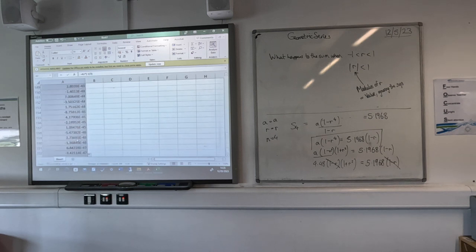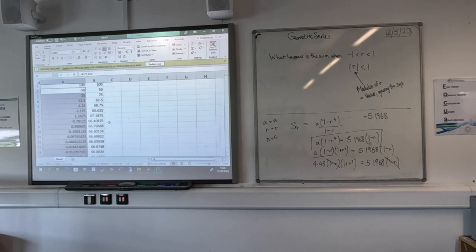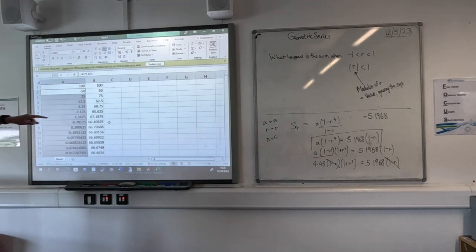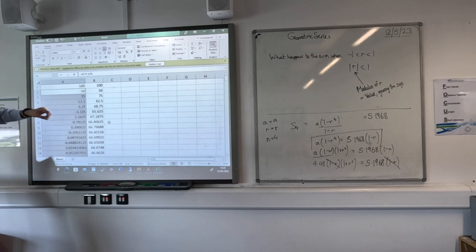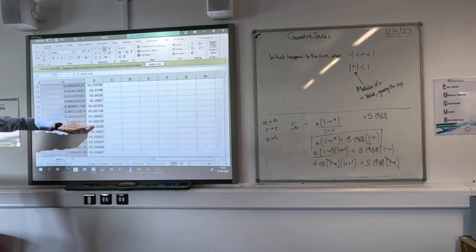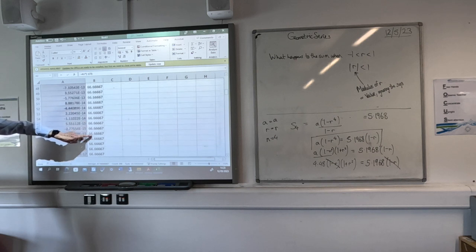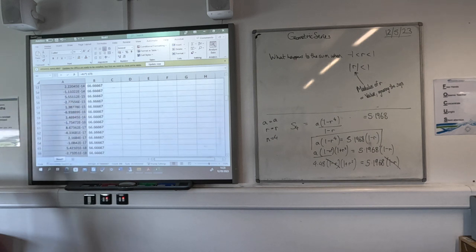I think I went a bit over the top, didn't I? And let's look at what happens to the sum. Same effect. The sum is jumping around because it gets bigger, then it gets smaller, gets bigger, then it gets smaller. But eventually, it zeroes in on a single value, which in this case looks to be 66 2/3.